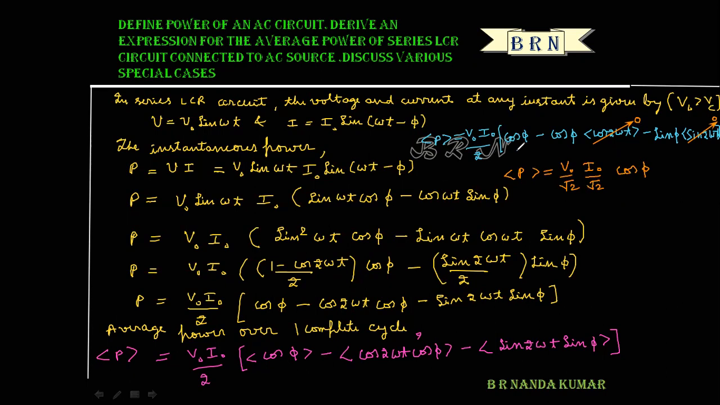Okay, so 2 can be written in the form of root 2 root 2. So average power is equal to V naught by root 2, that is V RMS, I naught by root 2, that is I RMS, into cos phi. So this is the mathematical expression for the average power over one complete cycle in an LCR series circuit.